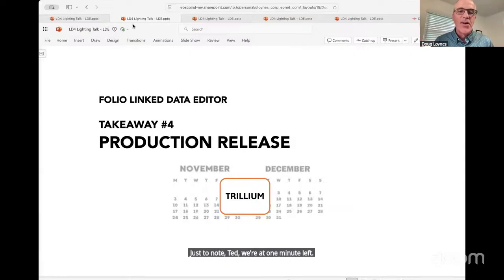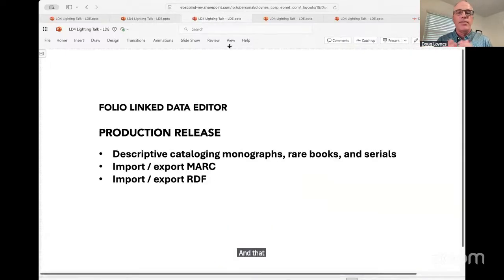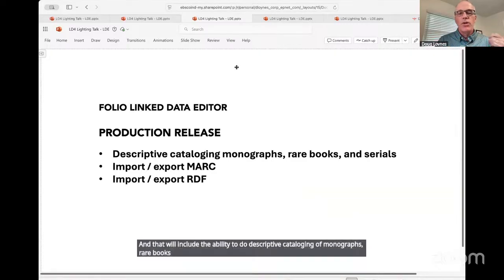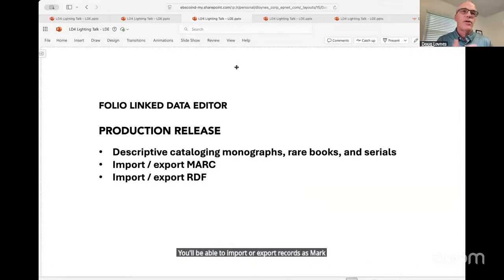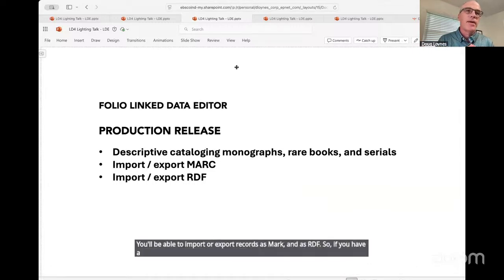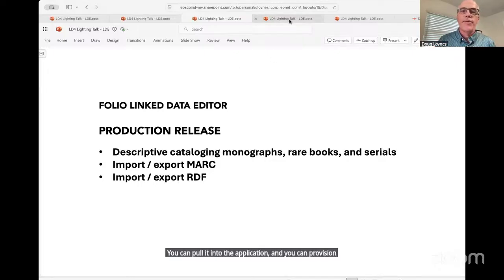Okay, so this is due in November, December of this year as part of Trillium, and that will include the ability to do descriptive cataloging of monographs, rare books, and serials. You'll be able to import or export records as MARC and as RDF. So if you have a BibFrame file, you can pull it into the application and you can provision it as BibFrame.